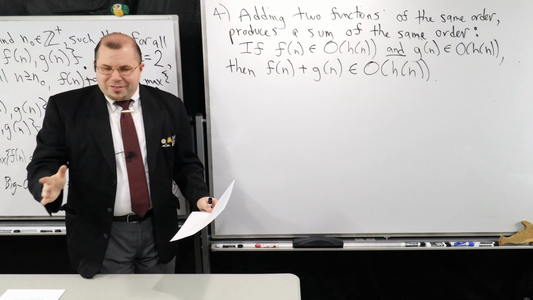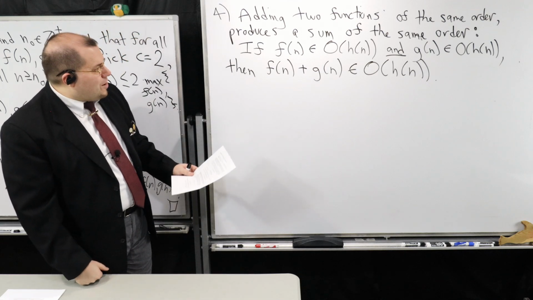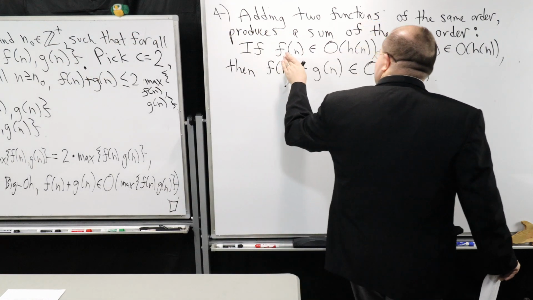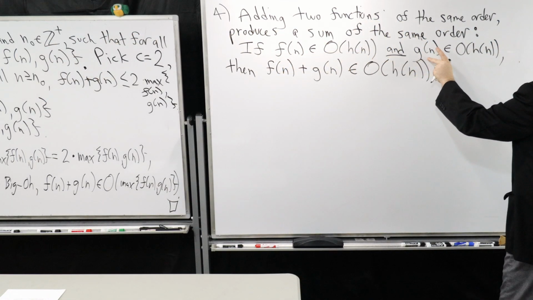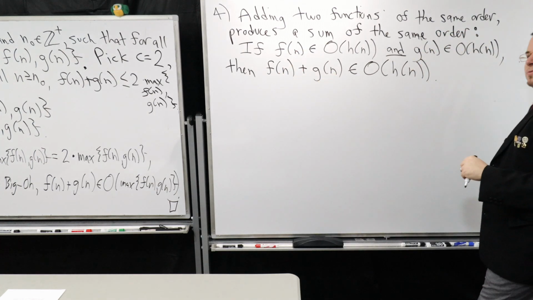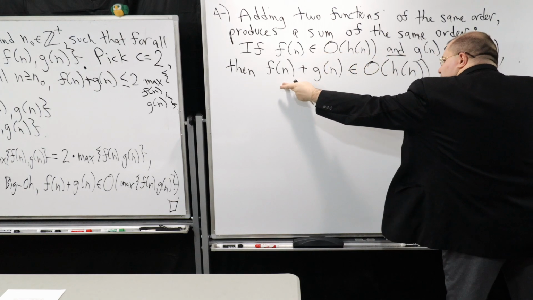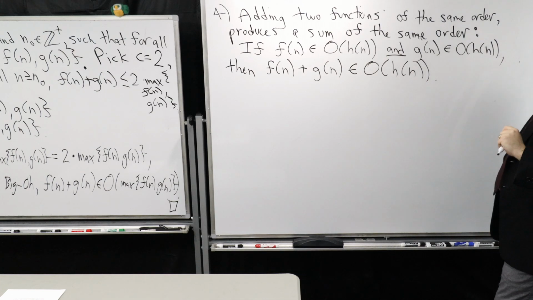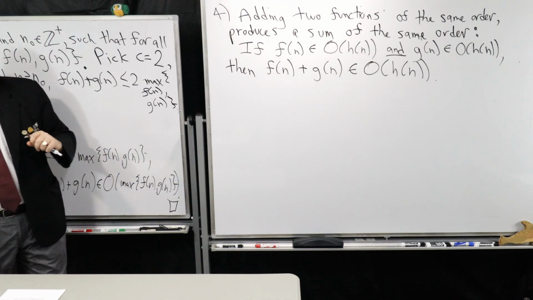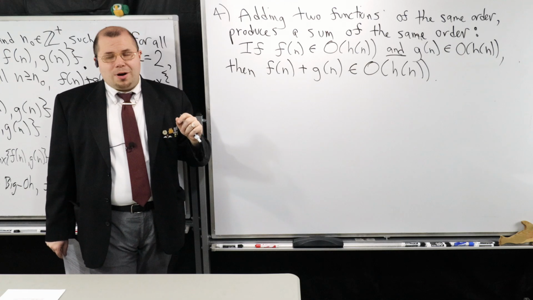So is that clear, everybody? Are there any questions about how this property looks? You'll notice it's a little bit different than the other ones because now I have more information I can use. Notice it's a conditional statement. It says that if f is big O of h and g is big O of h, then the sum of f and g is big O of h. So I have two pieces of information. If both of these are true, then it follows that this property holds. So, does everybody understand this property before I proceed?